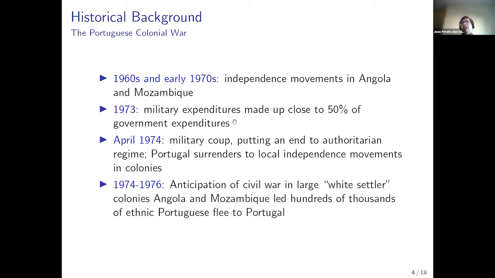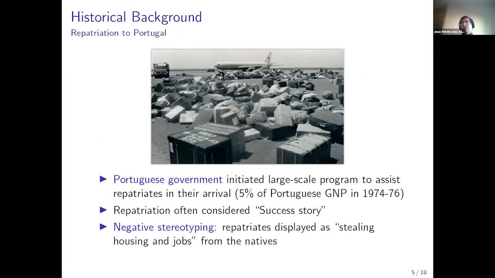This puts an end to Western Europe's longest dictatorship, and also to a colonial war that lasted more than a decade. And in 1974, the Portuguese that were living in these areas initially thought that they could stay. Then the civil wars erupted in these places, which led hundreds of thousands of ethnic Portuguese to flee to Portugal. As you can imagine, this process was completely chaotic. It had to happen in just 2 years.